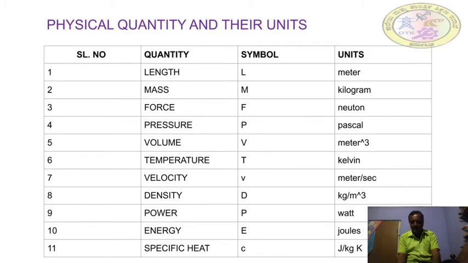Some important units that are to be used in thermodynamic system. Number 1, length, symbol L, unit meter. Mass, symbol M, kilogram. Force, symbol F, Newton. Pressure P, Pascal. Volume V, meter cube. Temperature T, Kelvin. Velocity V, meter per second. Density rho, kg per meter cube. Power P, watt. Energy E, joules. Specific heat C, joule per kg degree Kelvin.